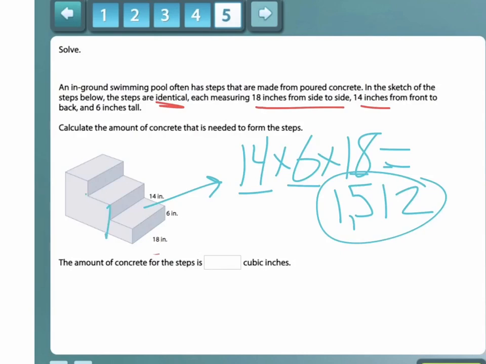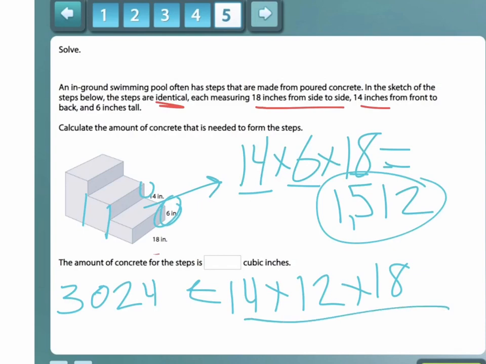Now, the second step is the exact same thing, except it's not 14 by 6 by 18. It is going to be double the 6. So it's going to be 14 times 12 times 18 because it's 2 steps high, so 6 and 6. You can see that I multiply 14 times 12 times 18 to get 3,024, and that's the volume of this second step. You also notice that 3,024 is exactly twice as much as 1,512 because it's 2 times as high as the first step.